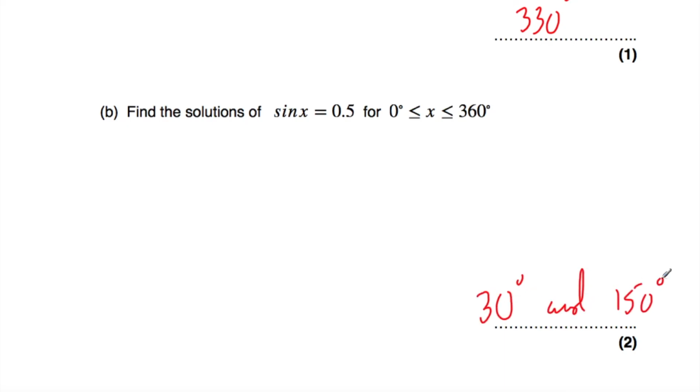There are two solutions, and it's quite useful to know your exact trig values. So if you go to Corbettmaths and look up exact trig values, or if you've got the revision cards, the exact trig value revision card will be quite useful for you, and that's knowing that the sine of 30 degrees is equal to 0.5. Okay, let's look at our next question.